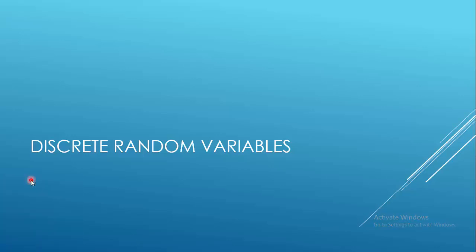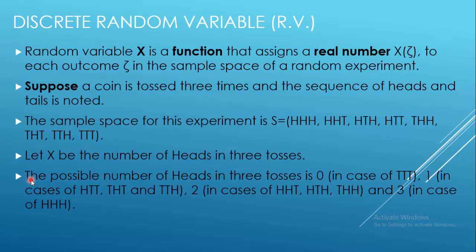Bismillahirrahmanirrahim. Now we talk about random variables, and first of all we start with discrete random variables. A discrete random variable, which is abbreviated with RV, is a function that assigns a real number X(ζ) to each outcome ζ in the sample space of a random experiment.